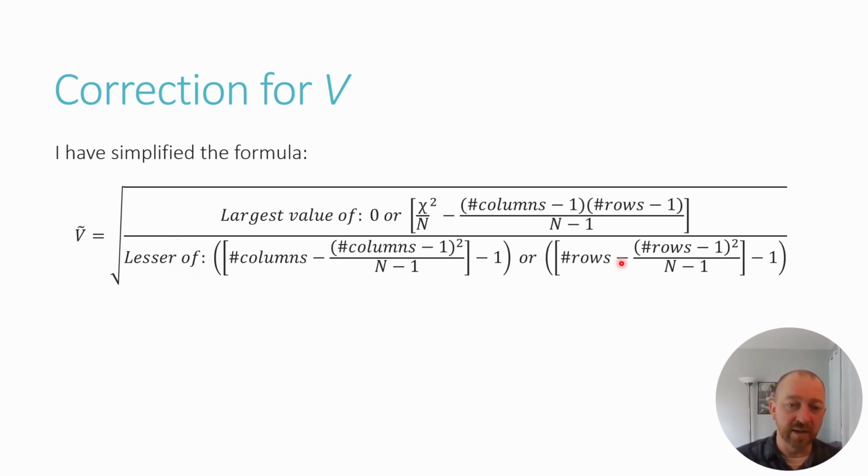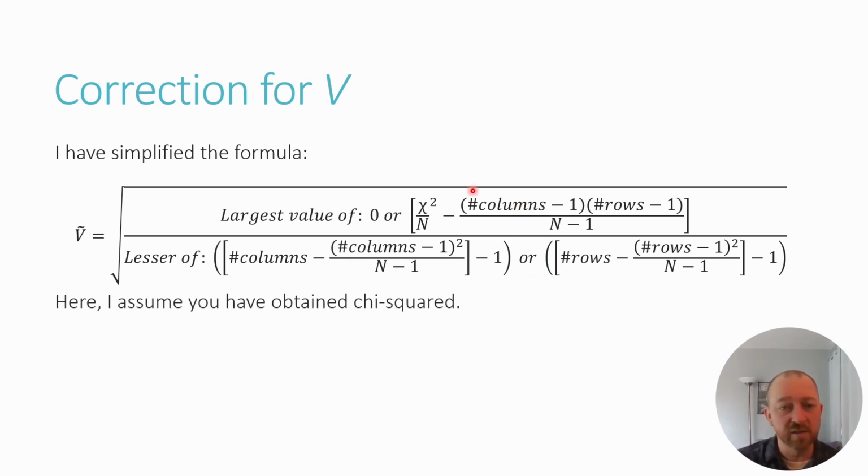And then down here, we also have to choose, are we using the columns as the reference point or the rows as the reference point? It's simply whichever is fewer. So if you have 2 columns and 3 rows, you would, of course, plug in the number of columns instead of rows. In our example, I'll show you what we'll do here.